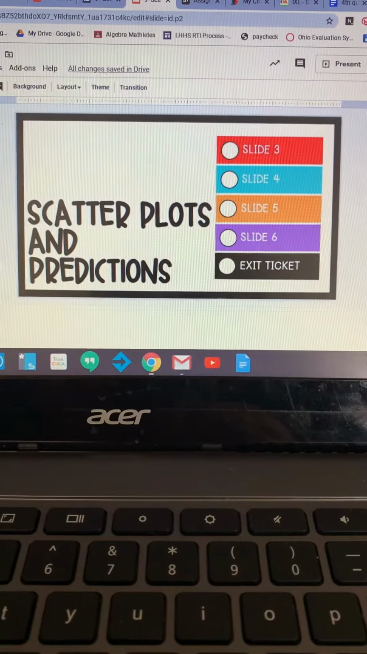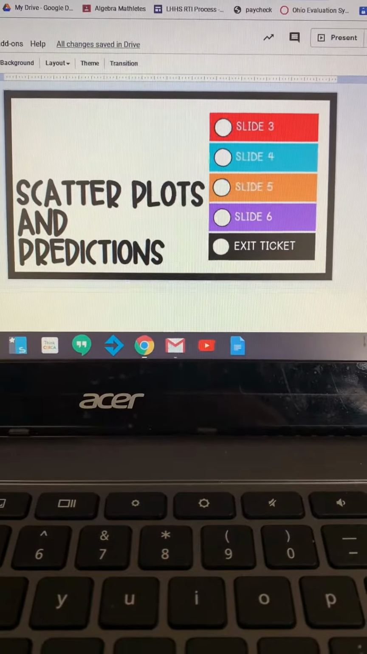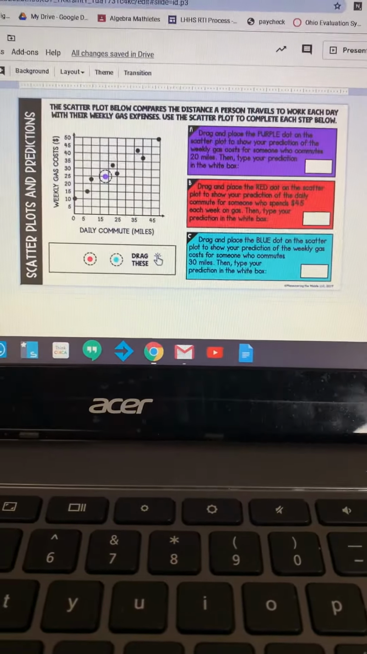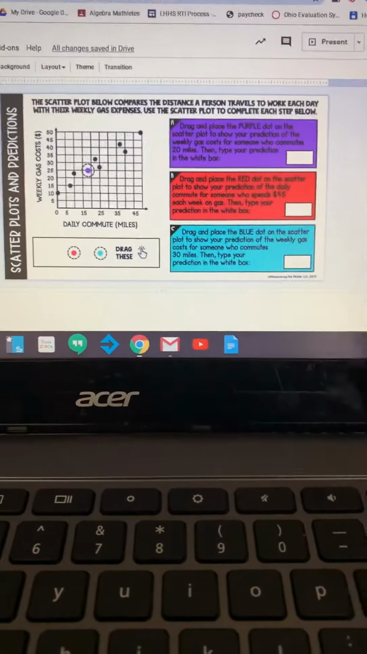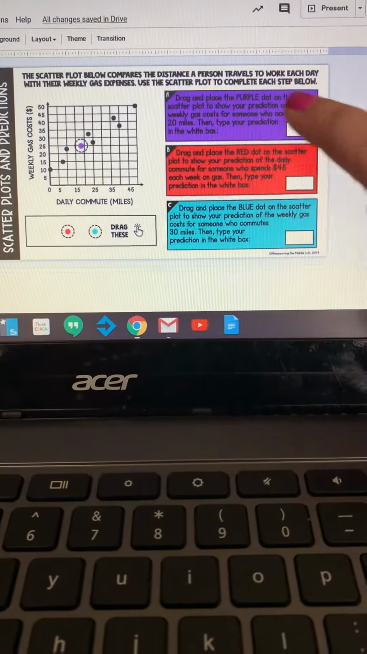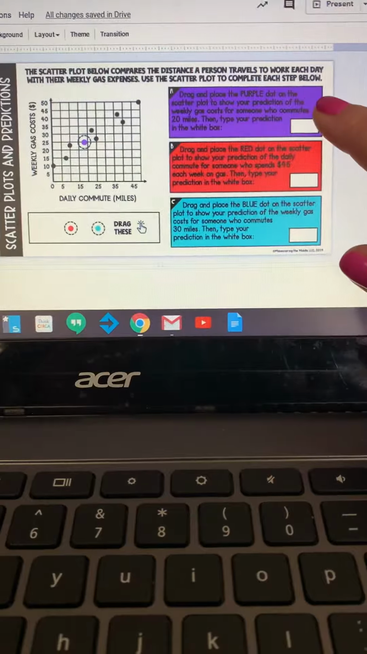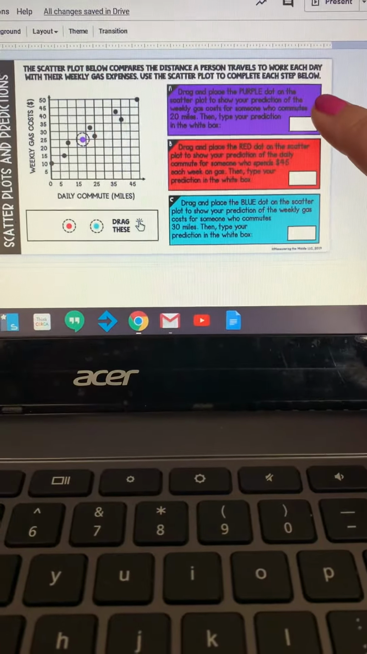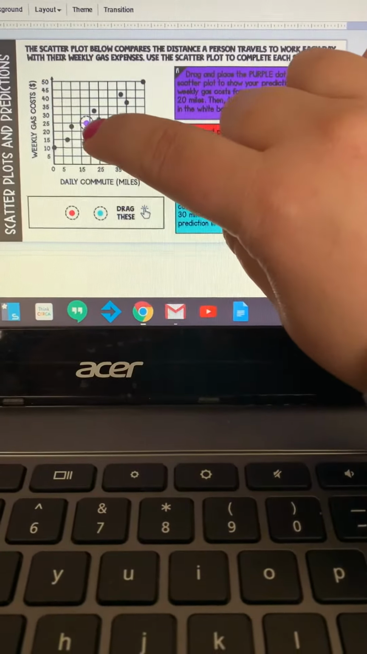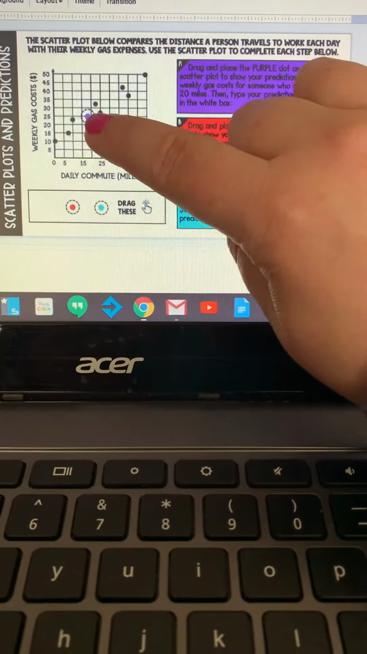Quick video overview for 9 for those of you having issues. So for the first one, you're literally going to just analyze these word problems and figure out where they go. This one says drag and place a purple dot on the scatter plot to show where approximately 20 miles would be. So if you go to 20 and go up, I would probably put it right about there.